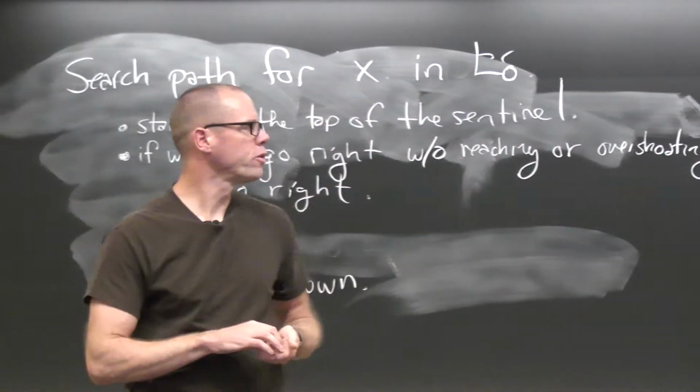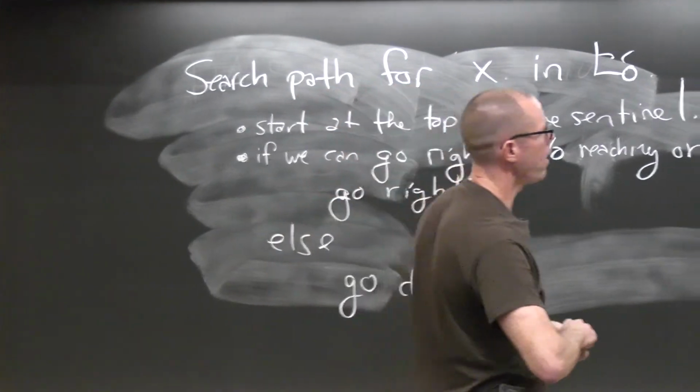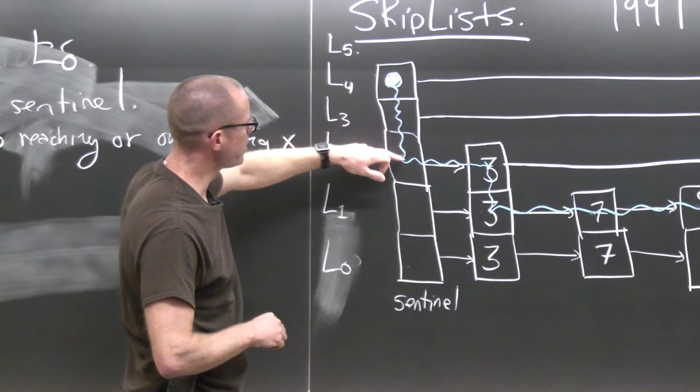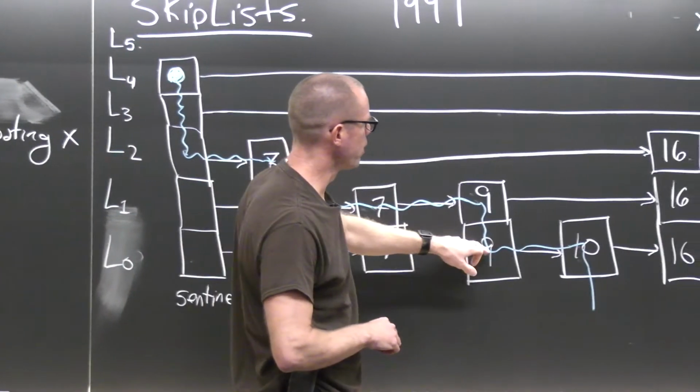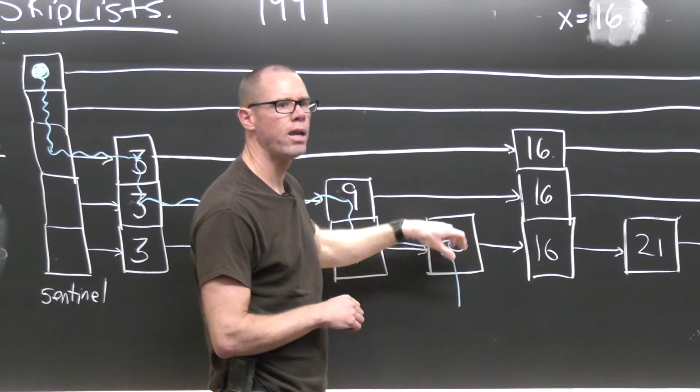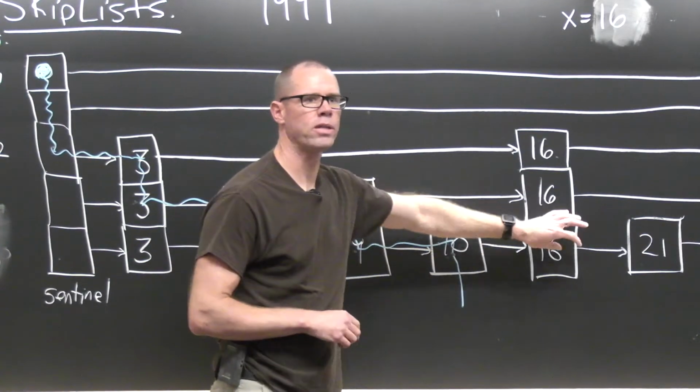Okay? So the search path for 16 includes 3 nodes in the Sentinel, 2 nodes with the value 3, 1 node with the value 7, 2 with the value 9, and 1 with the value 10, and it stops just before reaching 16.